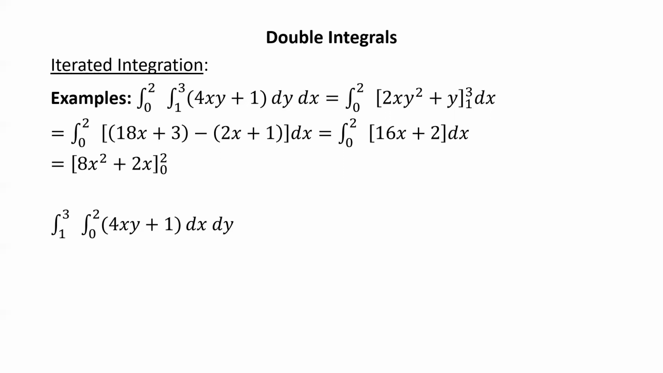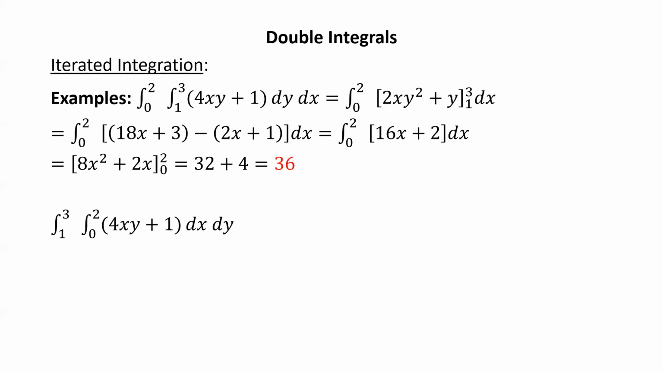We're just going to do a power rule here. 16x squared over 2 is 8x squared, and the 2 becomes 2x, from 0 to 2. Plug in the 2, we get 8 times 2 squared, or 8 times 4, or 32, plus 2 times 2, which is 4. And when we plug in the 0, we just get 0. So it's 32 plus 4, which is 36.